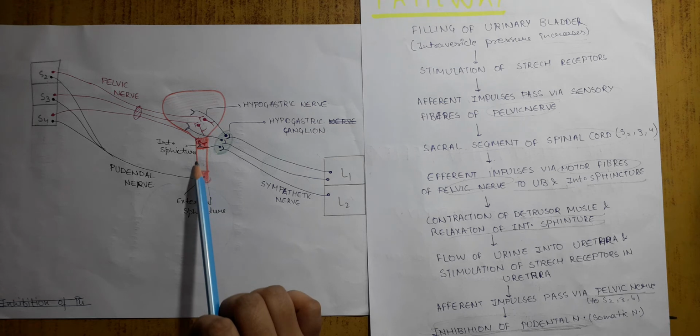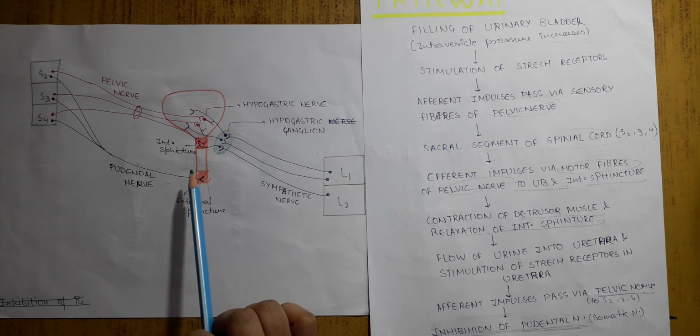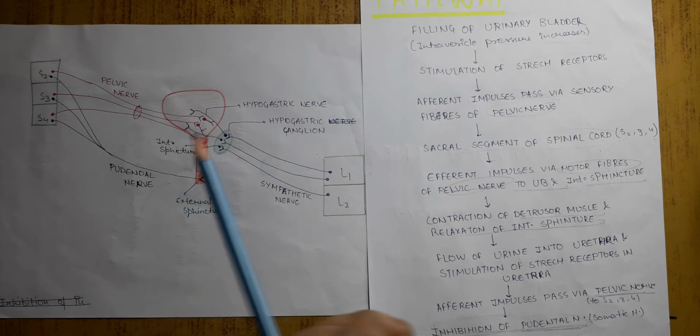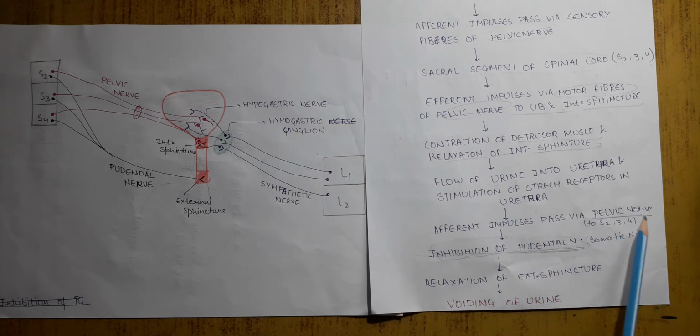So the urine flows into the urethra, which causes stretch receptors of the urethra to stimulate, and then afferent impulses pass via pelvic nerve to S2, S3, S4, and thus inhibition of pudendal nerves takes place. So we know that pudendal nerve is a somatic nerve. So why is pudendal nerve inhibited?